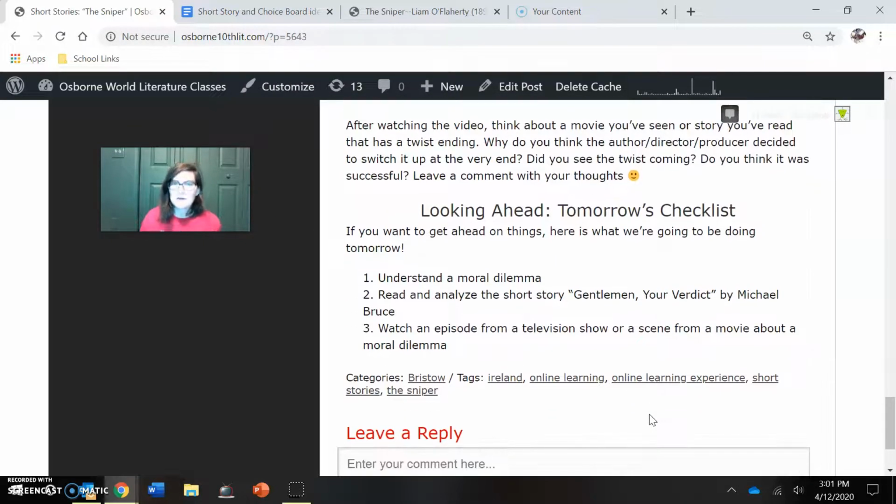Looking ahead to tomorrow's checklist, Miss Milton is going to be presenting on the blog tomorrow. And for your checklist tomorrow, you will understand a moral dilemma. You will read and analyze the short story Gentlemen, Your Verdict by Michael Bruce. And you will watch an episode from a television show or a scene from a movie about a moral dilemma. So it's all about those moral conflicts tomorrow.